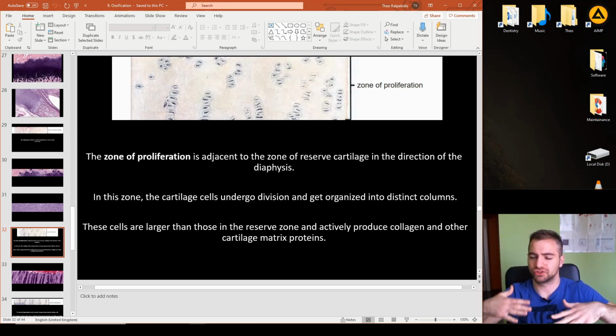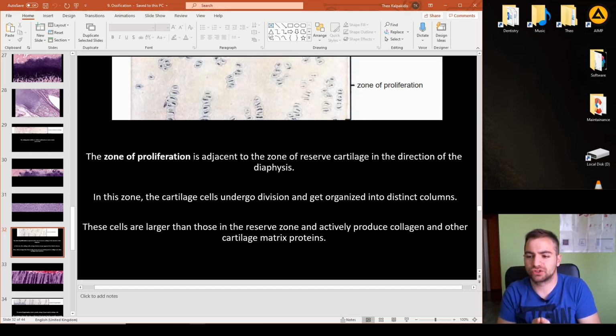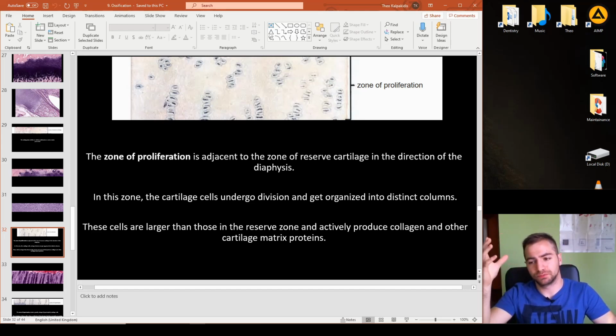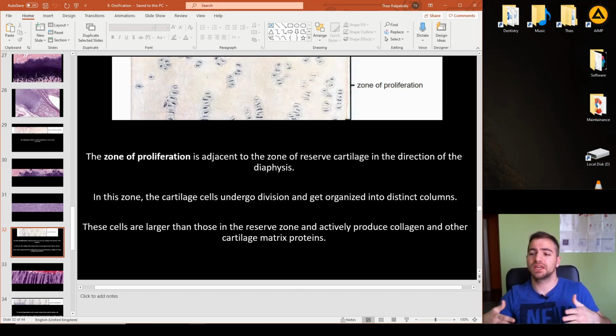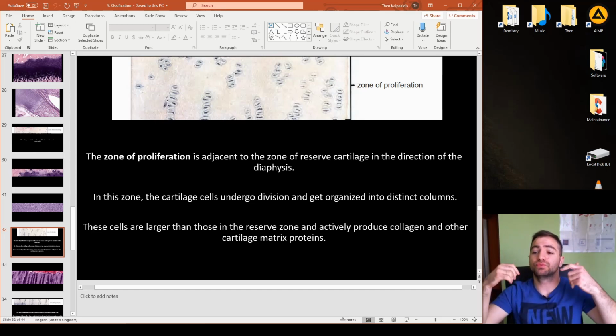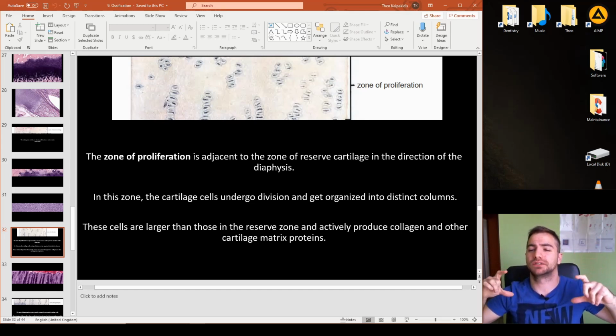Then we have the zone of proliferation, exactly beneath it. What is the function of this zone? As the name suggests, it's the zone where the mitotic division of the chondroblasts or chondrocytes takes place. So these inactive or minimally active chondroblasts will start to divide mitotically and produce more cells of the same type, but in this case arranged in columns. The point of this procedure is to produce more matrix and practically elongate the pre-existing cartilage.